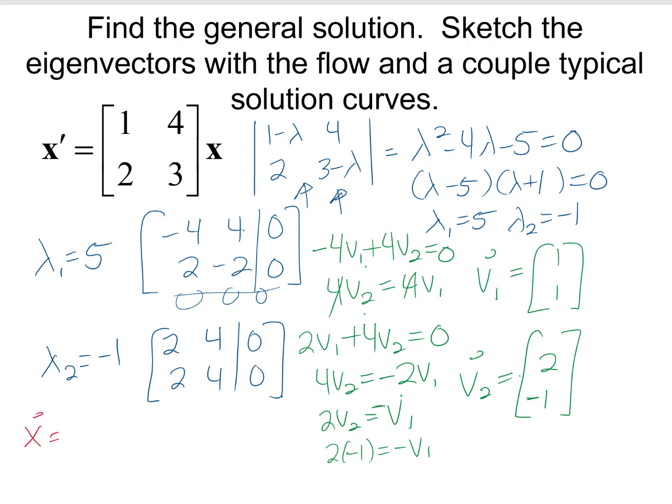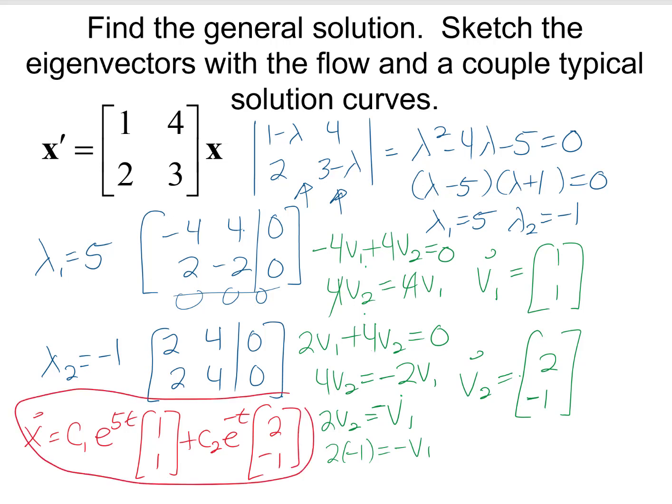The solution will be a linear combination, c1 e to the eigenvalue t multiplied by its eigenvector, plus c2 e to the eigenvalue t multiplied by its eigenvector. So there is our solution to the system. Now, besides the solution, we're supposed to sketch the eigenvectors and put their flow to get a couple of curves.